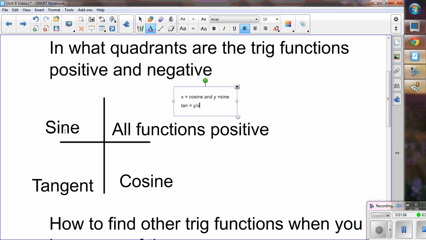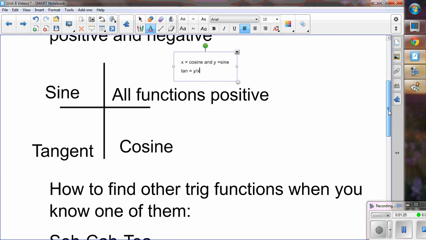In quadrant 2, y is positive, so sine is positive. But over here, x is negative, so cosine is negative. And if I divide a positive number by a negative number, I get a negative, so tangent will be negative in quadrant 2. So I've listed only the positive function here. If we go to quadrant 3, the x values down here are negative and the y values down here are negative, meaning that both sine and cosine are negative. And if we divide two negative numbers by each other, we get a positive. So that means that tangent will be positive down here.